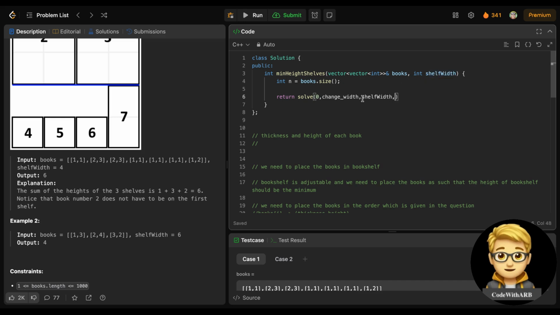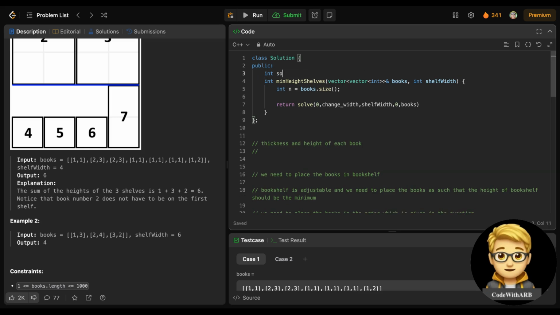This is the original width. The last would be the books, and also we need to maintain and track the height of the book, whether it is in the same row or it is changing, right? So this is the height, right?